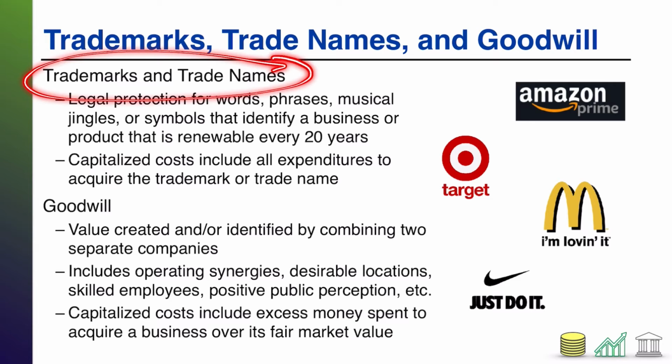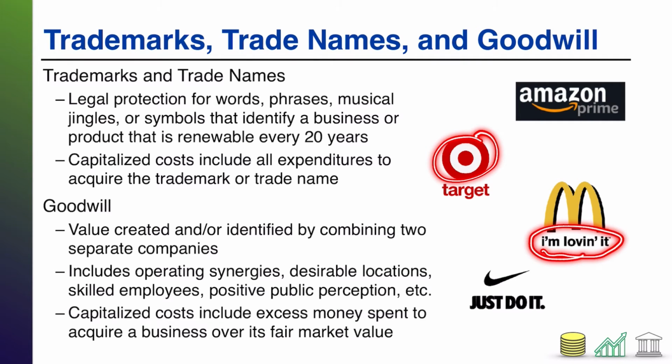So trademarks and trade names we simply lump together. Trademarks are essentially your various symbols. Trade names are the words that go with them. And it doesn't have to be visual. It can be your musical jingles that are associated with your brand, in addition to, say, symbols that go with your brand, or the words that go with your brand, okay?